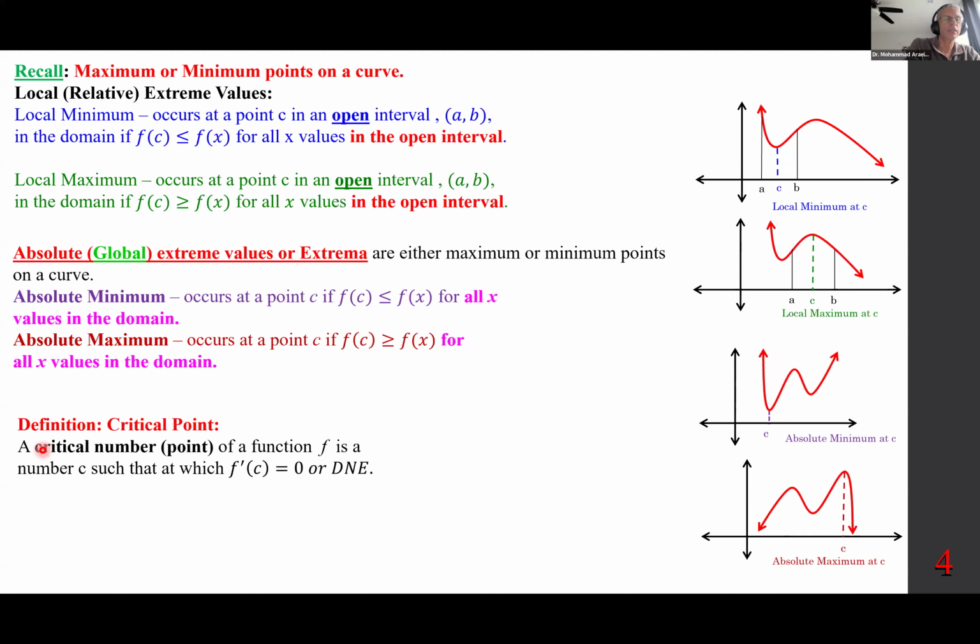Critical point, we define it as follows. A critical number or point of a function f is a number c such that f prime is either 0 or does not exist. The methodology, you find f prime, you set it equal to 0 or find where it does not exist or is undefined.